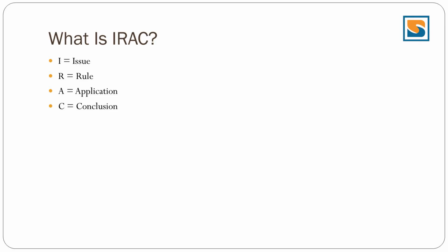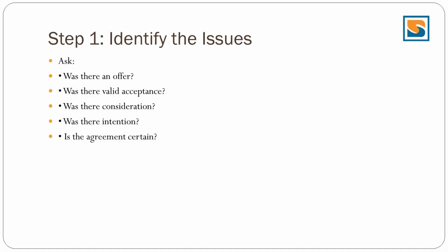IRAC is a simple and powerful method for structuring legal answers. First, identify the issue. Ask yourself what legal question the facts raise. Second, state the rule, including the relevant principle and authority. Third, apply the rule to the facts in a detailed way. This is where most marks are earned. Finally, conclude clearly and directly. A student who follows IRAC usually writes more clearly and scores better than a student who writes in an unstructured way.